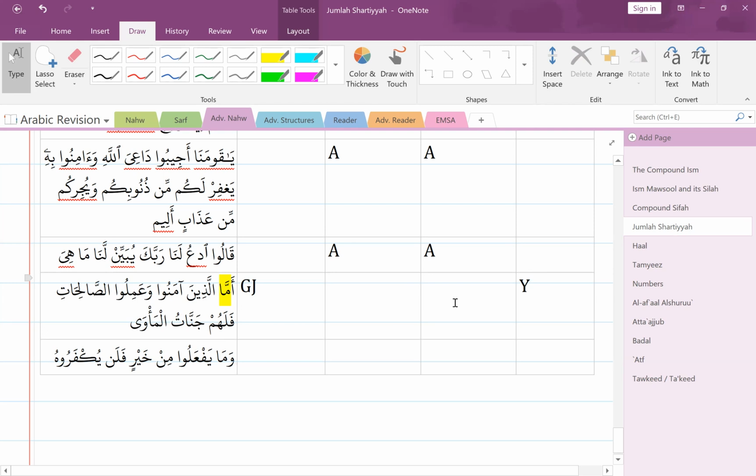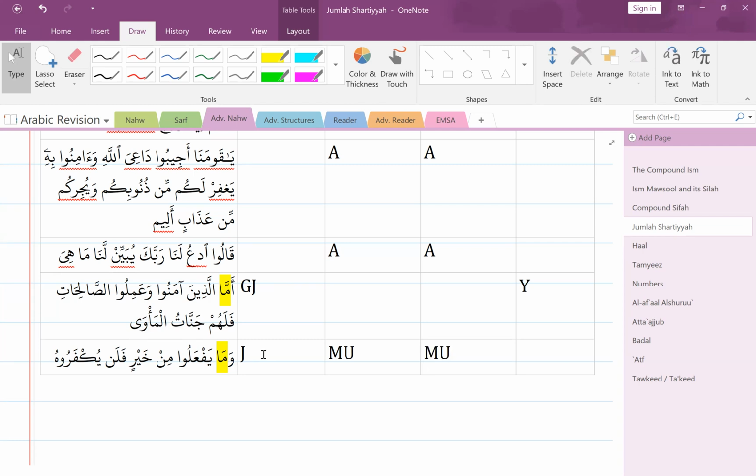Whose turn is it? I think it's Saba. So "ma yafalu." Ma is jazima without the shart. Yes, beautiful. And yafalu is mudari majzum. And "falan yukfaruhu" is jawab shart. And it is also majzum, so it is mudari majzum. Yes.